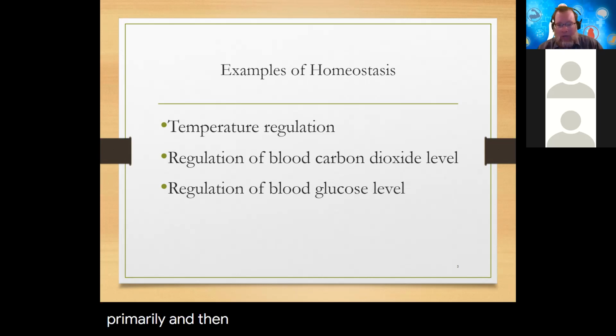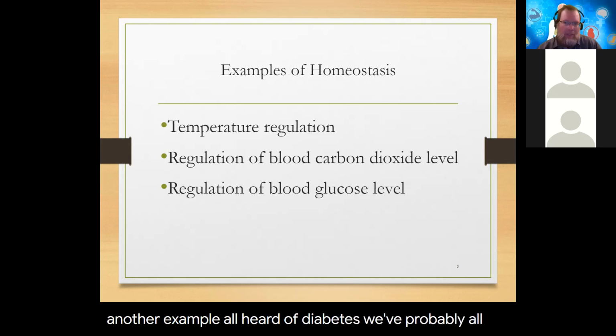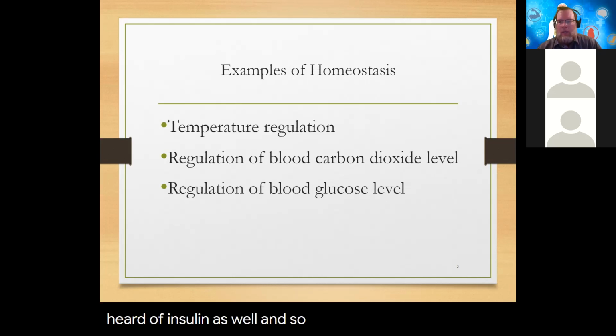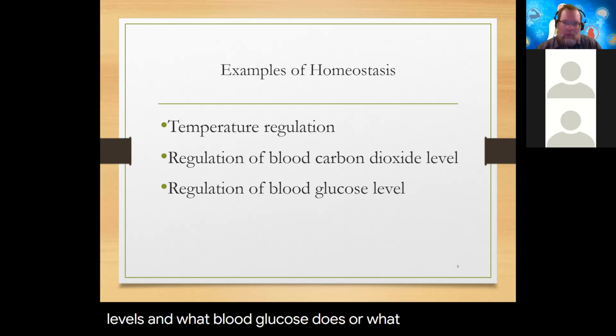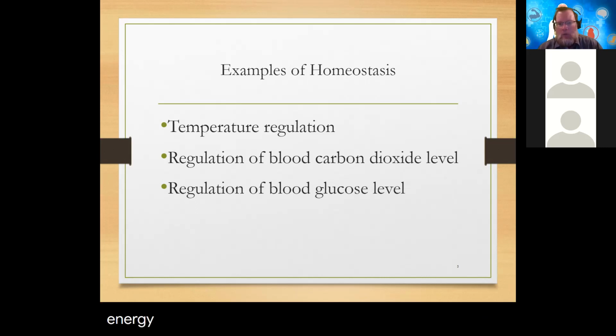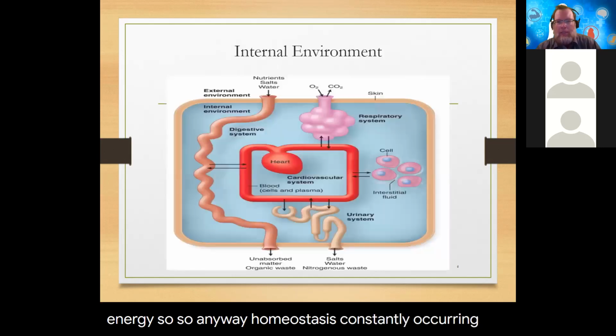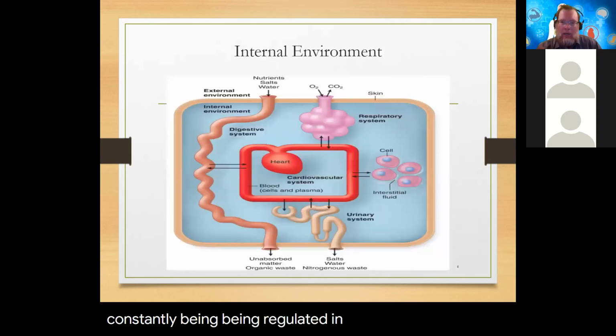And then certainly regulation of blood glucose is another example. We've all heard of diabetes. We've probably all heard of insulin as well. And so the body has a constant regulatory mechanism that is maintaining blood glucose levels. And what glucose does is it enables our cells to be able to convert the glucose into energy. So anyway, homeostasis is constantly occurring, constantly being regulated and monitored.